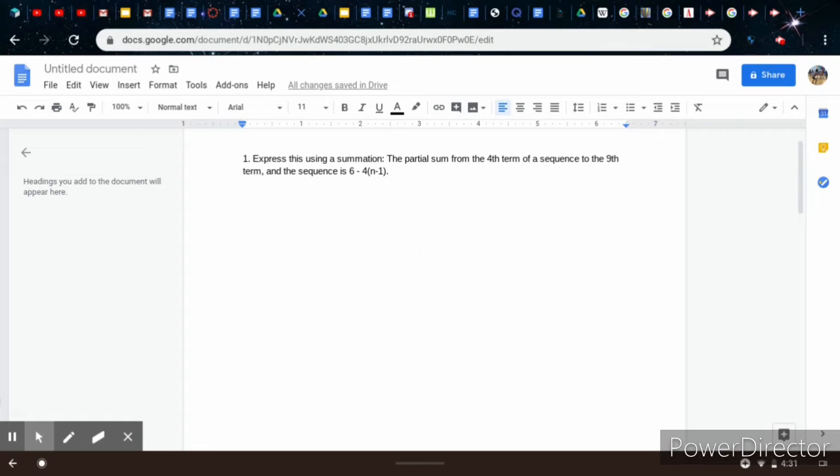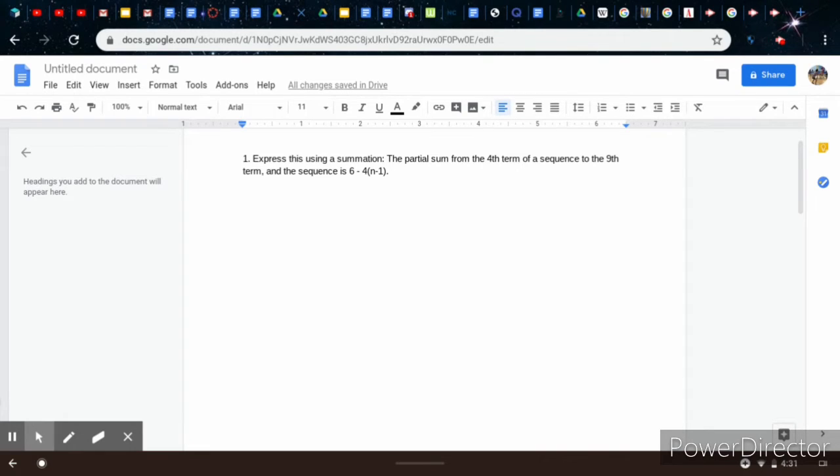Before I do each practice problem, feel free to pause the video and attempt it on your own. But right now I'm going to start the problem. Our first problem is, express this using a summation. The partial sum from the 4th term of a sequence to the 9th term of a sequence. And the sequence is 6 minus 4 times (n minus 1).